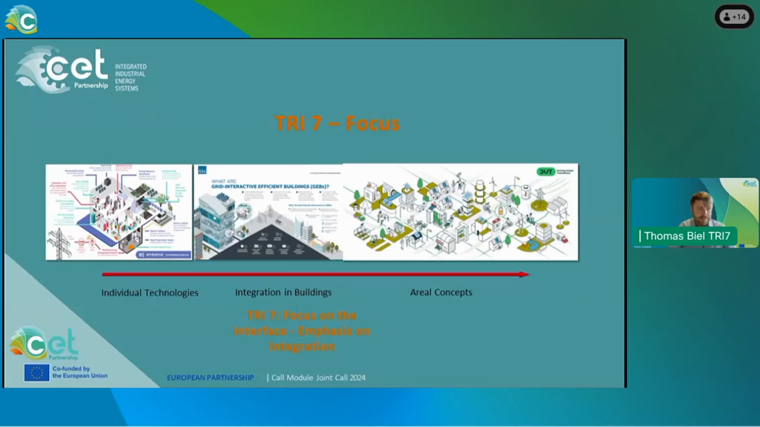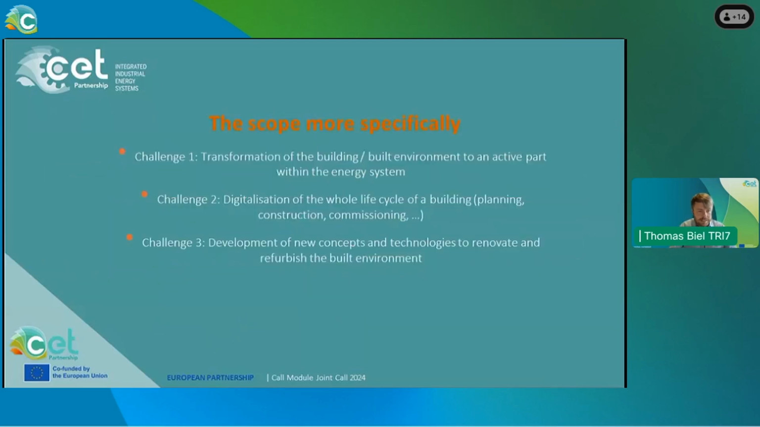Next slide, please. And the scope of the TI, more specifically, we've identified 3 challenges which we want to address. So it's really the transformation of the single building or the built environment overall to an active part within the energy system. Then challenge 2, digitalization of the whole life cycle. So planning processes, the construction process, commissioning, and maybe also in the end a dismantling process.